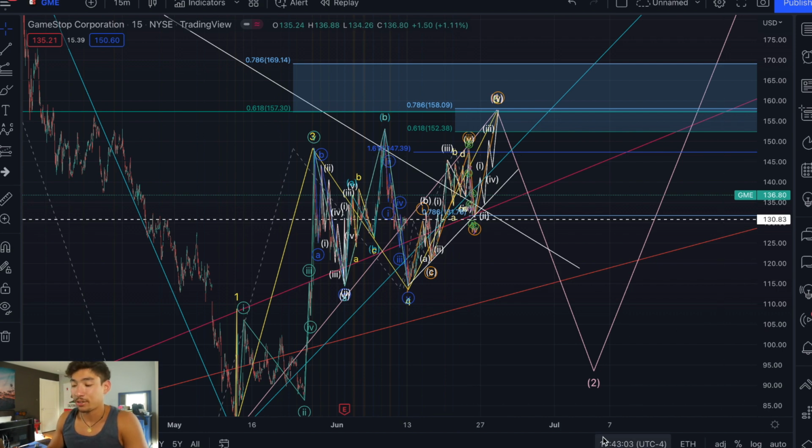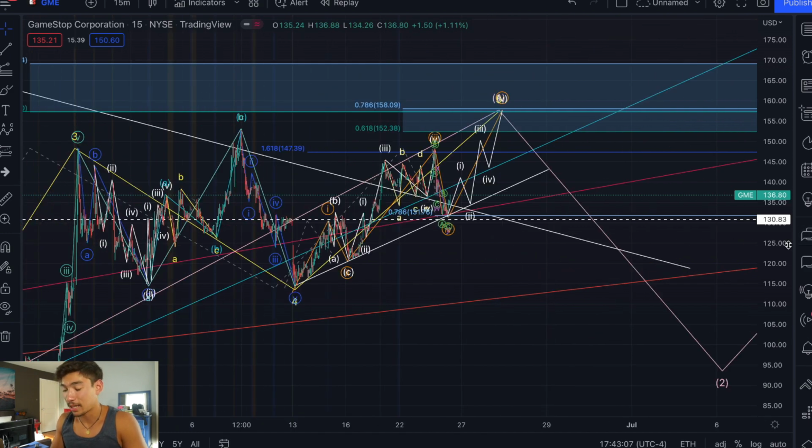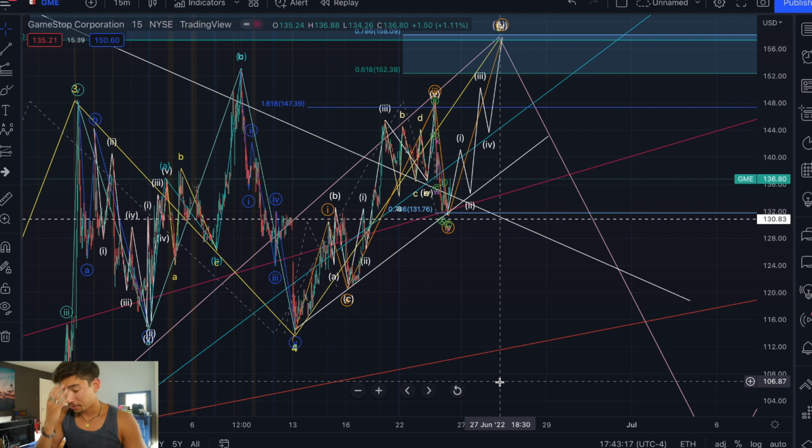So the invalidation for this count is going to be the number right here at 130.84, because that would be the territory of the 1. So you have your invalidation there. The subdivision up, it all checks out.